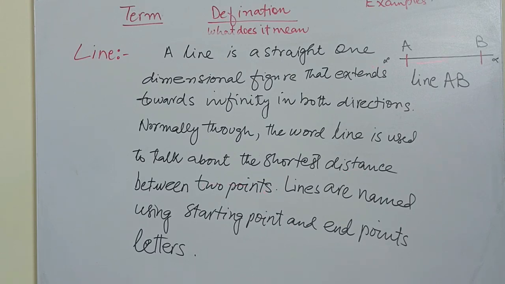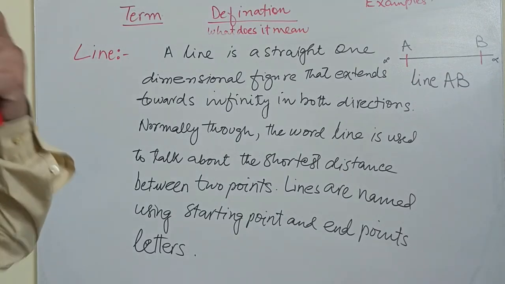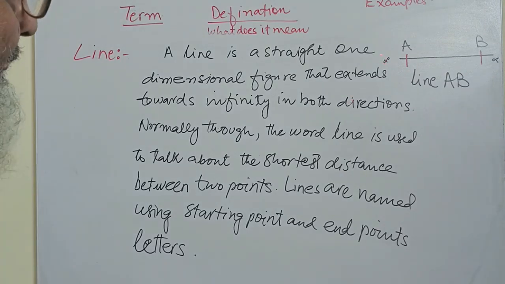Since a line is so large that it extends to infinity on the left-hand side and the right-hand side, we don't know where it ends. So we just take the shortest distance, which is called AB. We mark 2 points on the line, name them A and B, and write it as line AB. Lines are normally named using their end points' letters. So it is denoted by line AB.